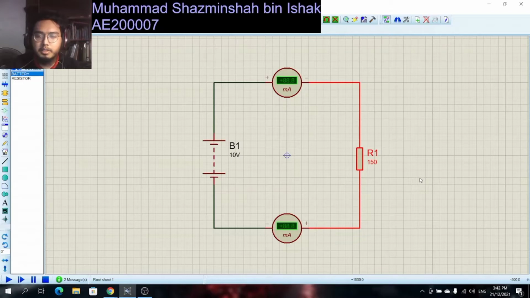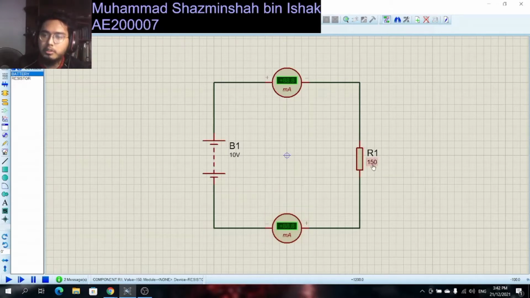Okay, I'm going to present to you about activity 2, which is current measurement and calculation. From this simulation, we can see the circuit: the DC source is connected with the resistor and two ammeters. The first ammeter represents the current measurement before the load, and this ammeter represents the current measurement after the load.